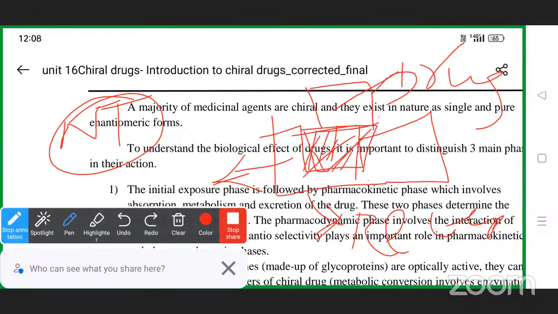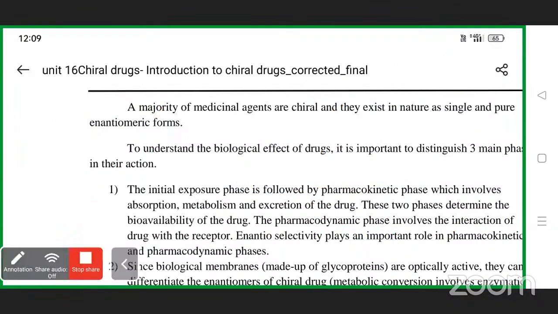So where there are two isomers, for example, A and B, only one isomer can fit in this particular receptor active site, and the other cannot fit into the receptor active site. That is due to the chiral nature of your receptor active site. Due to this chiral nature, we are able to discriminate those particular enantiomers in the in vivo method. You know that in vivo is nothing but where the action takes place inside the living organism.